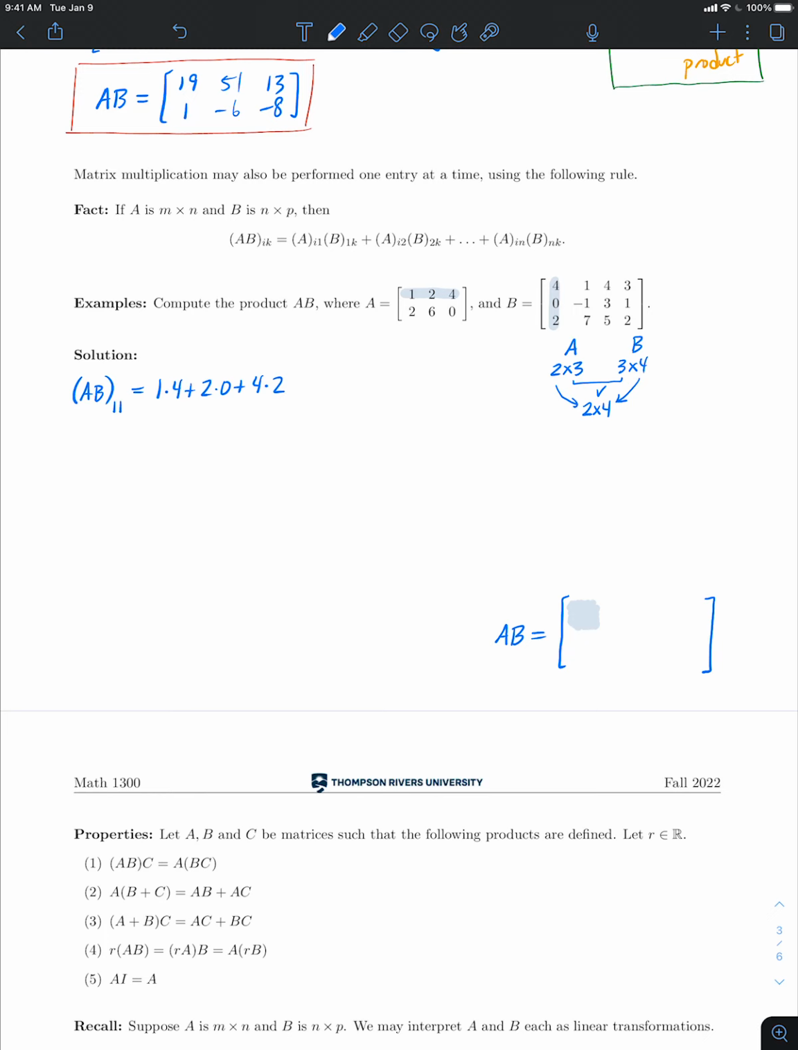Work that out and see what you get. You're going to get 4 plus 0 plus 8. You're going to end up getting 12. So this entry here is 12. See how we did? We computed just that one entry and nothing else.